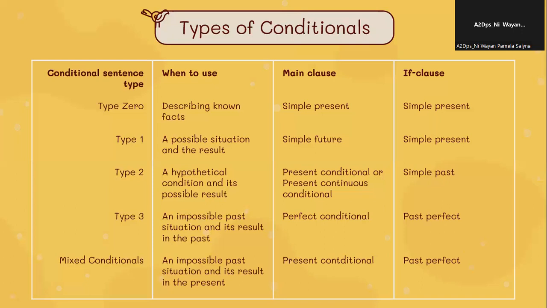And the last is mixed conditional. We can use this type when an impossible past situation and its result in the present. For the main clause is present conditional and if clause is past perfect.